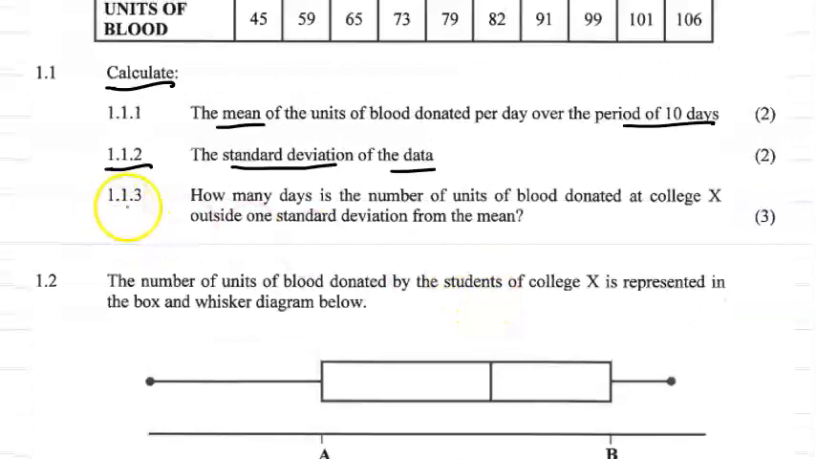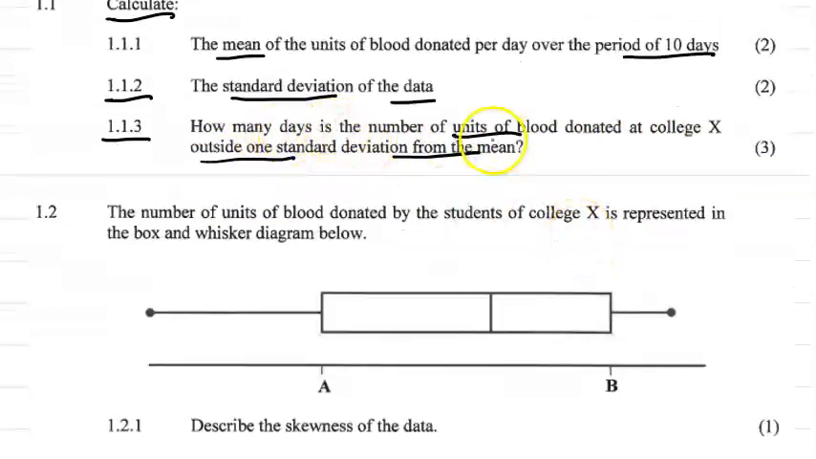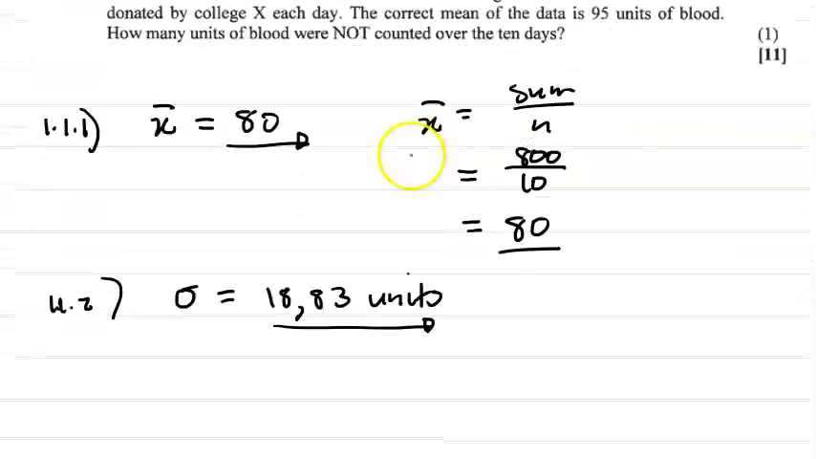In our next question, 1.1.3, how many days is the number of units of blood donated at college X outside 1 standard deviation from the mean? Let's read this question one more time. How many days is the number of units of blood donated at college X outside 1 standard deviation from the mean? Now, to answer this particular question, we need to get our interval of 1 standard deviation from our mean.